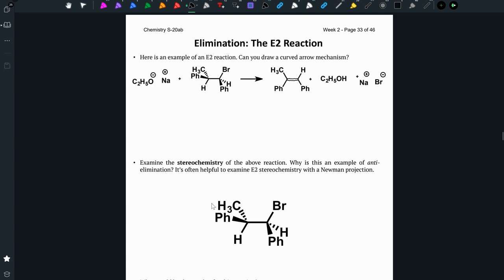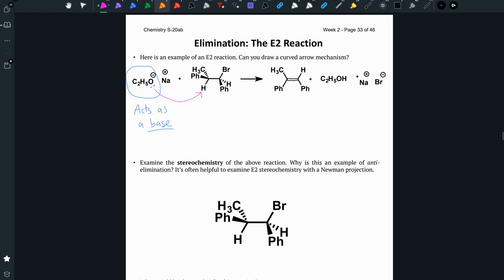So in an SN2 reaction, we saw that our alkyl halide would react with a nucleophile. In this case, we're going to be reacting with something that acts as a base instead. So instead of our nucleophile directly attacking sigma star CBr, what our base is going to do is grab a hydrogen from next door.